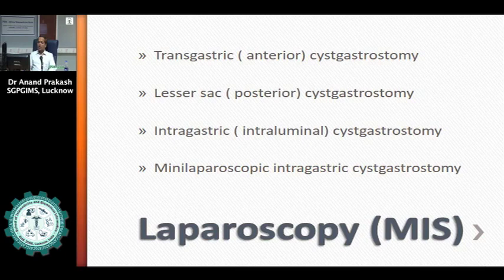Then sometimes we may find there is non-adherence of the posterior wall of the stomach to the pseudocyst, and in fact this is one of the prerequisites to do an anterior cyst gastrostomy. To address all these technical challenges, the lesser sac or posterior cyst gastrostomy technique has been developed, and that is why this is also called posterior cyst gastrostomy. It was developed in 2002 by Mori et al., who published it in the Journal of Hepatobiliary Pancreatic Surgery.